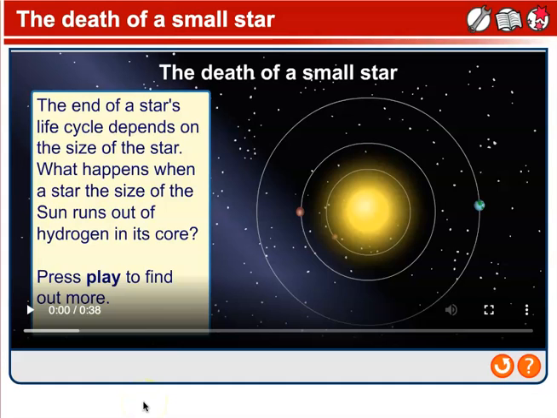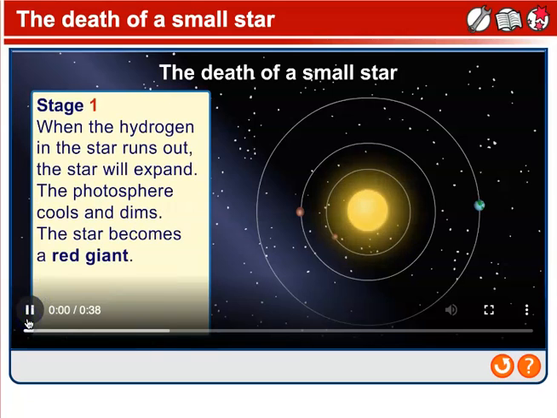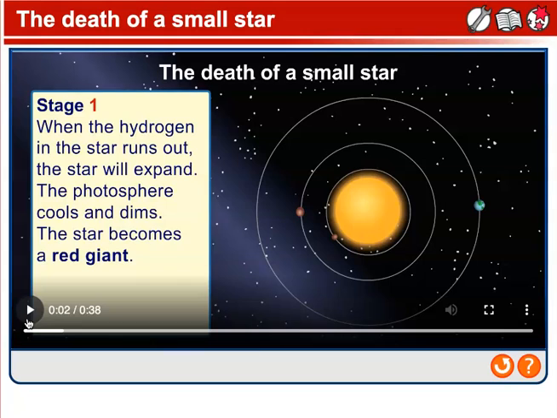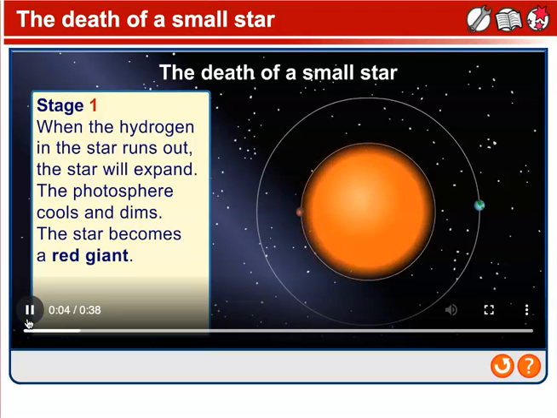The death of a small star. The end of a star's life cycle depends on the size of the star. What happens when a star the size of our sun runs out of hydrogen in its core? Stage 1. When the hydrogen in the star runs out, the star will expand. The photosphere cools and dims, and the star becomes a red giant.